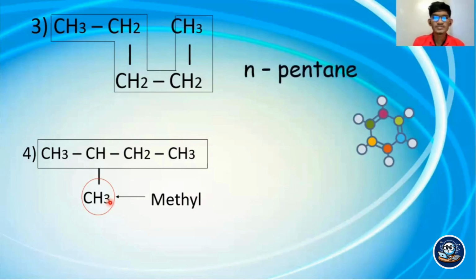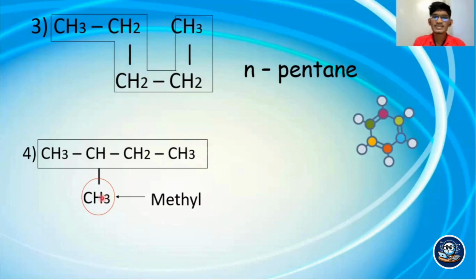The next condition is you have to check whether the methyl branch is attached to the second or the second last carbon. There can be two possibilities, yes or no. If it is yes, you have to see how many methyl branches are there.